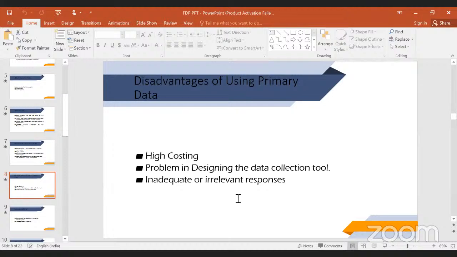First of all, the problem I will have is how to design that questionnaire. Sometimes I may not have the expertise to design the correct questionnaire, or to find out the correct tool which I should use for collecting this data. So that is another disadvantage.